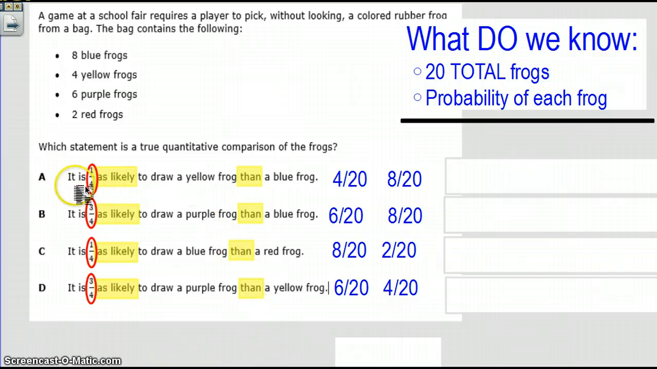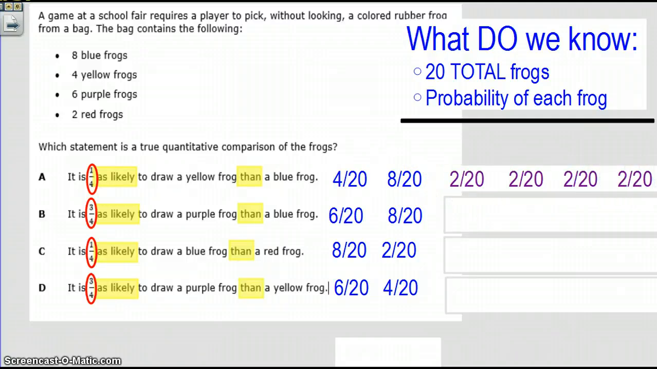Okay, I know I learned how to do that, but what am I forgetting? So let's break down each one. It is 1/4 as likely to draw a yellow frog than a blue frog. So what's that really saying? If I divided the blue frogs into 4 groups, a yellow would be one of those 4 groups. So if I take my blue frogs, which is 8/20, and divide it into 4 groups, I would have 2/20, 2/20, 2/20, and 2/20. So that is 4 groups of 2/20, which total is 8/20. So one of those 4 groups would be 2/20.